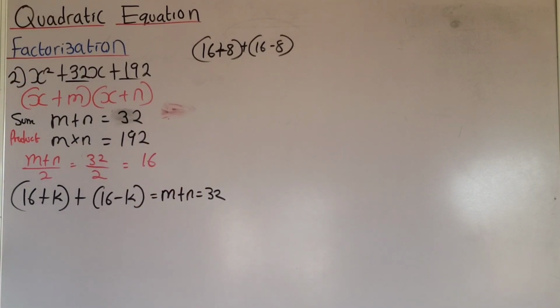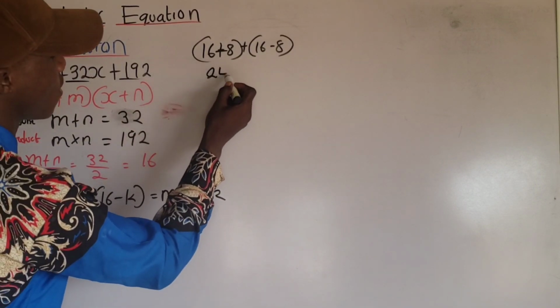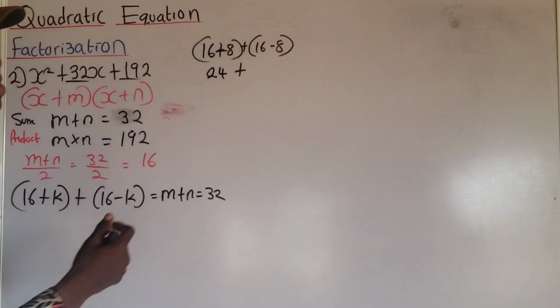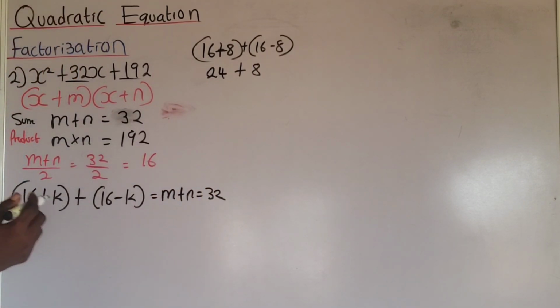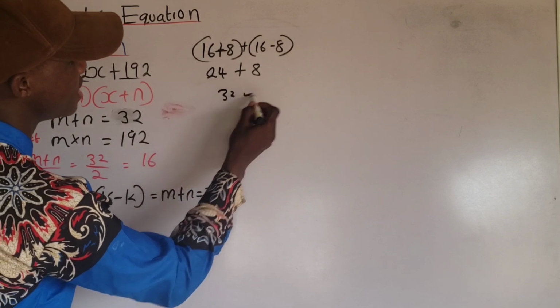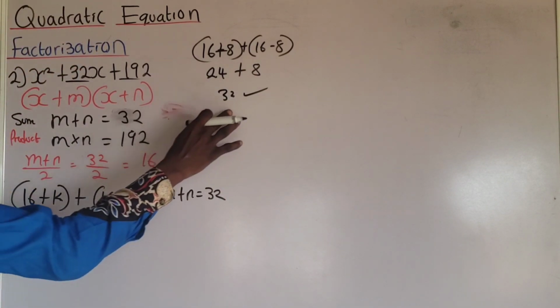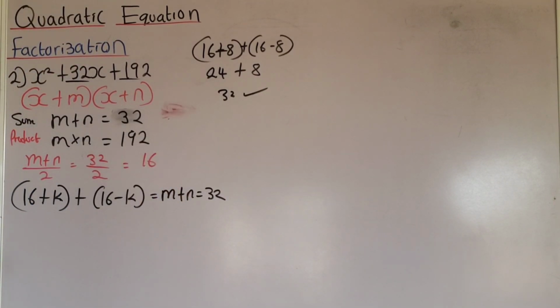16 plus 8 is 24. So I'm going to have 24 plus, now 16 minus 8 is 8. So 24 plus 8 is 32. You can see, this is correct. Though we don't know the value of k, I just gave you this example so as to know that what we did here is mathematically correct.